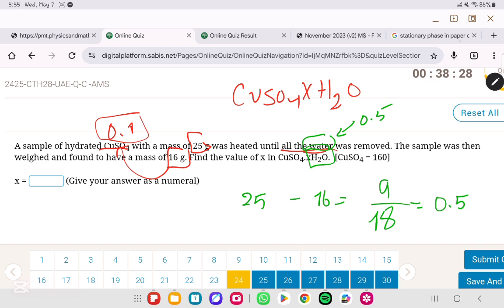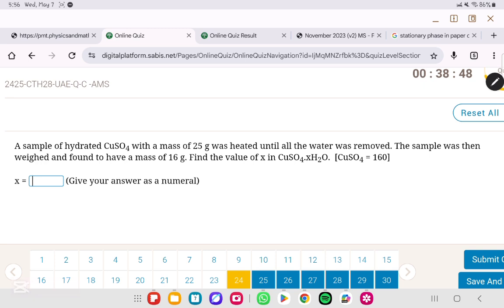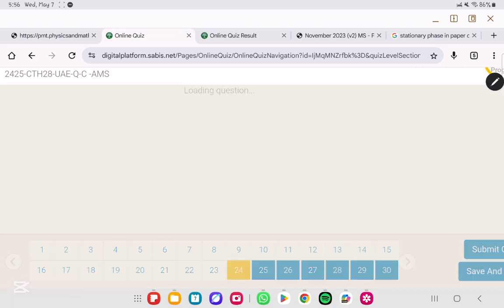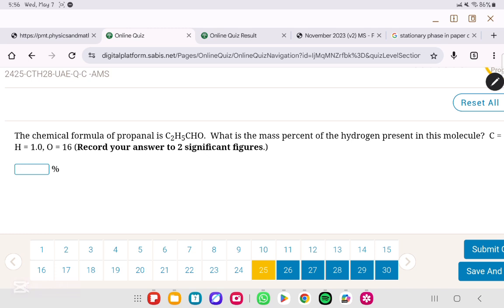So if 0.1 moles became 1, I dropped my bottle, oh my goodness. Okay, if 0.1 moles of CuSO4 became 1 mole of CuSO4, how much will 0.5 moles of water become? Very simply, it will become 5. So X is equal to what? X is equal to 5, very simply. We move on to question number 25.